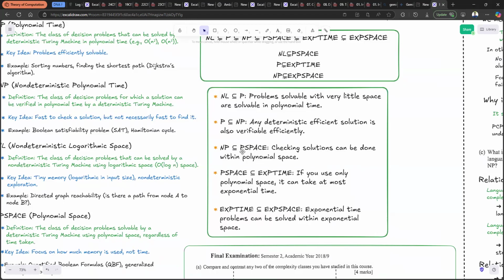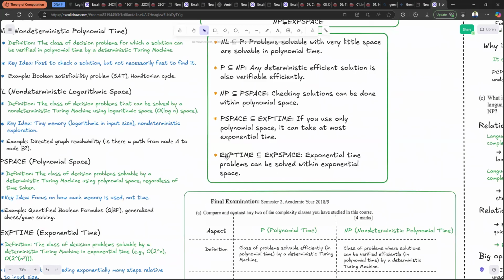And then polynomial space: again, for non-deterministic polynomial time, checking solutions can be done within polynomial space, right? That's the memory for a non-deterministic polynomial time problem. And for polynomial space, if you only use polynomial space, it can take at most exponential time. So to solve a non-deterministic polynomial time problem, it would take at most exponential time, if that makes sense, right? Because non-deterministic kind of bumps it up.